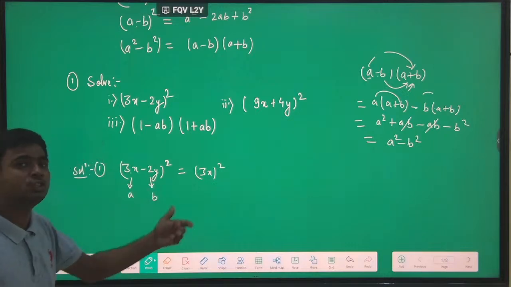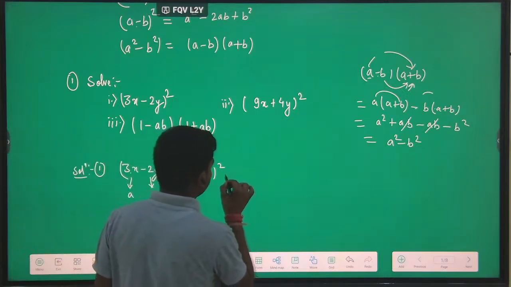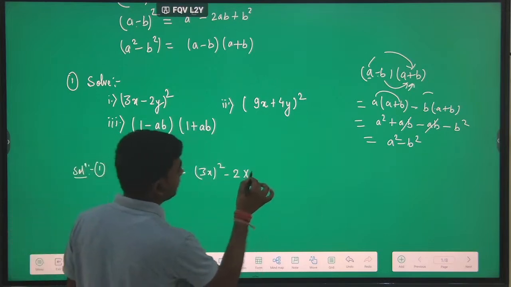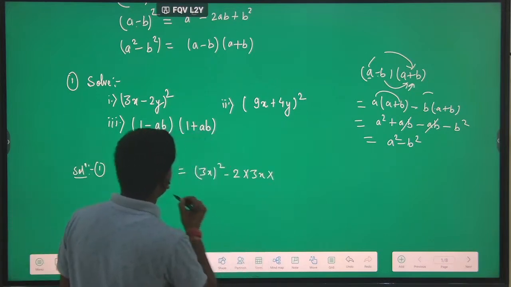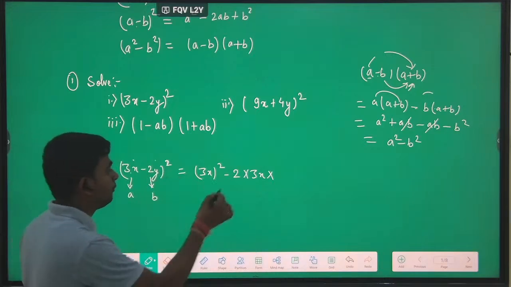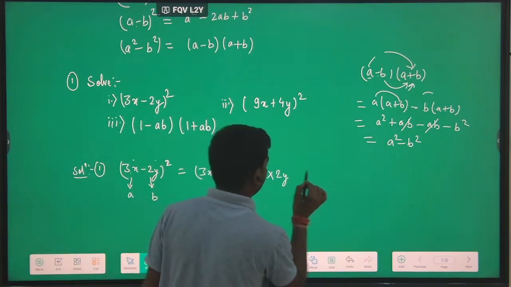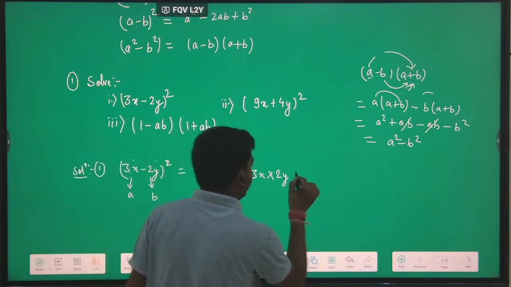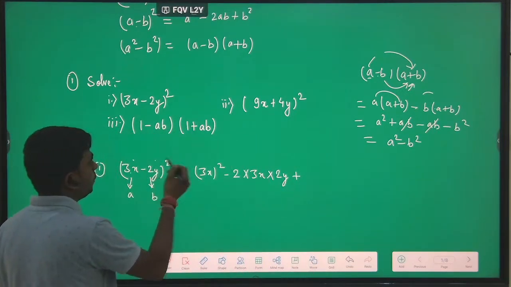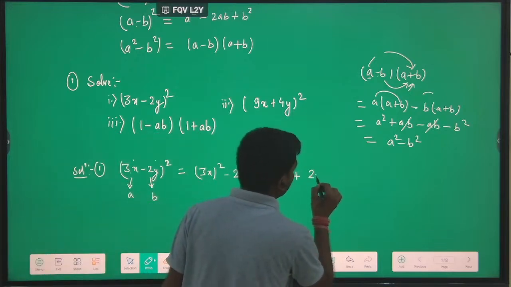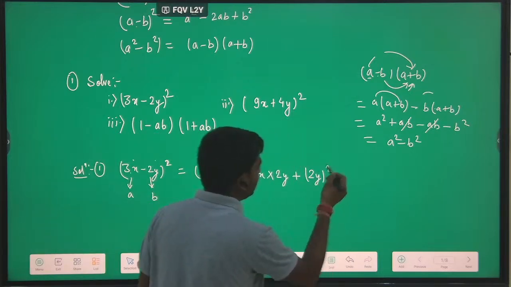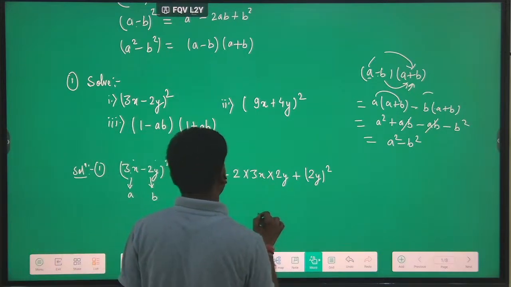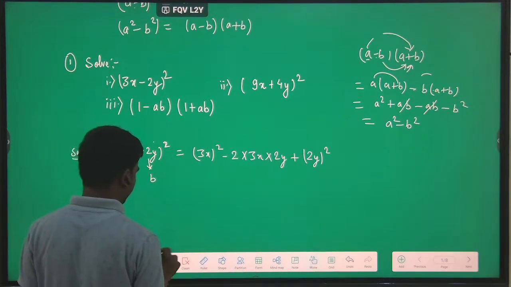Then comes minus 2ab. Minus 2ab is minus 2 multiplied with a, which is 3x, multiplied with b, which is 2y. So we will get 2 into 3x into 2y. Now plus b square. B square is what? 2y to the power 2. 2y is our b and b square is 2y to the power 2.